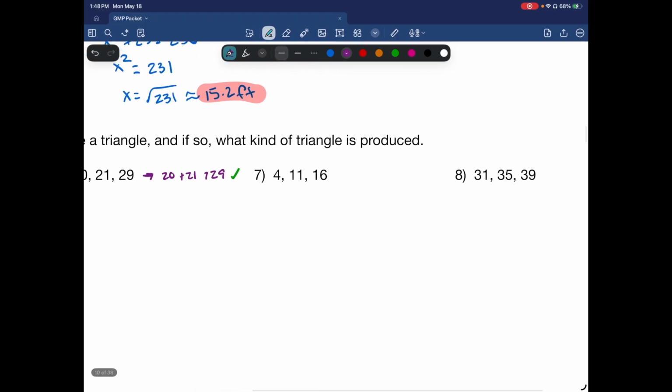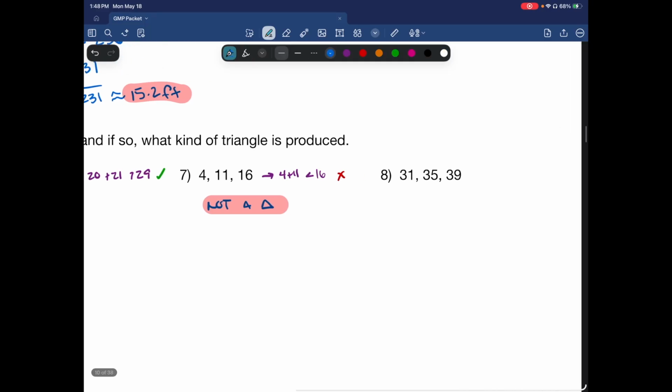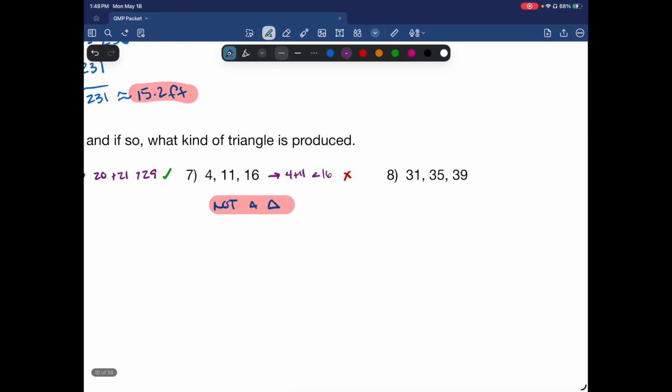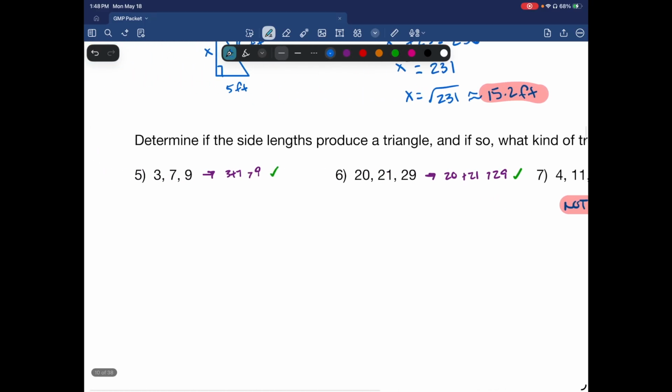On 7, 4 plus 11 is less than 16. So this is not a triangle. And then on 8, 31 plus 35 is greater than 39. So this is going to be a triangle. So we need to figure out what kind of triangles those are. But number 7 is not going to be a triangle for the reasons we mentioned.